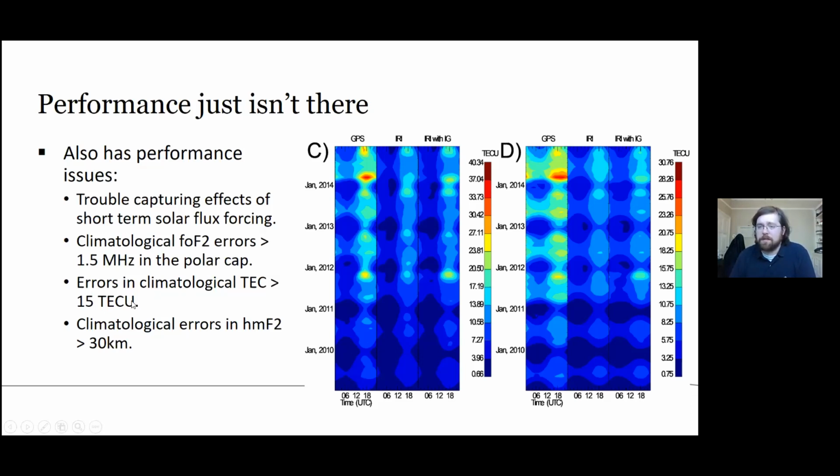There are a number of other issues, like the climatological total electron content from the IRI has errors in excess of 15 TEC units sometimes. And if you're familiar with total electron content at high latitudes, this is a boatload. This is effectively 50% of your total electron content. And you can also end up with errors in the height of the ionosphere by 30 kilometers or so.